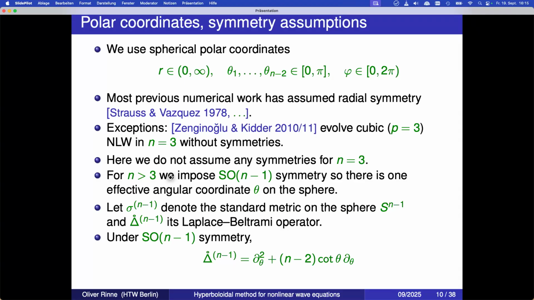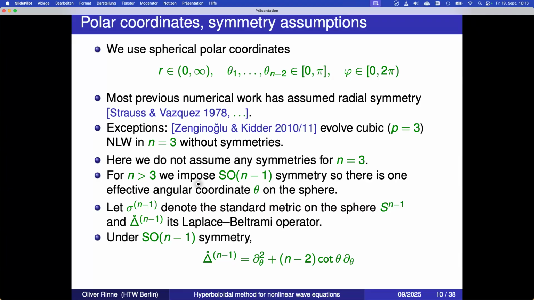Because if you take some very large dimension, of course, it becomes computationally completely infeasible if I don't impose any symmetry conditions. But I still want to go beyond the radial case, so I decided to have just one effective angular coordinate on the sphere. Let's call it theta. So this means I impose an SO(n-1) symmetry. So one effective angular coordinate is left.